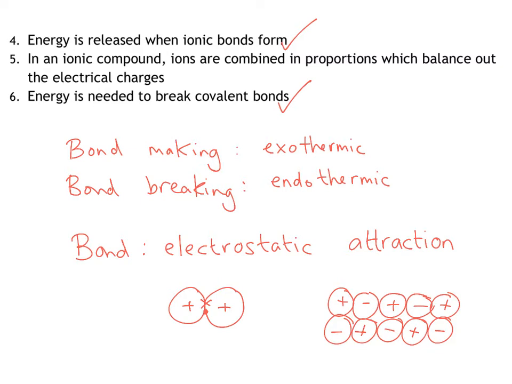Number 5, an ionic compound. Ions are combined in proportions which balance out the electrical charges. It's a bit wordy, that one, but it's basically what you already know about writing a formula. Compounds don't have charges, whether they're ionic or not. And the reason they don't have charges is because we write the formula in order to balance that out. MgCl2 rather than MgCl, for example. So that's always true. There's nothing that we call a compound that has a charge on it. We have some ions which contain more than one atom, like sulfate, but that's not a compound on its own. It has to be combined with a positive ion to become a compound.